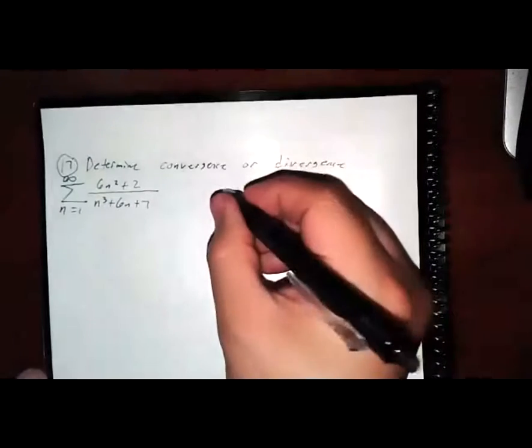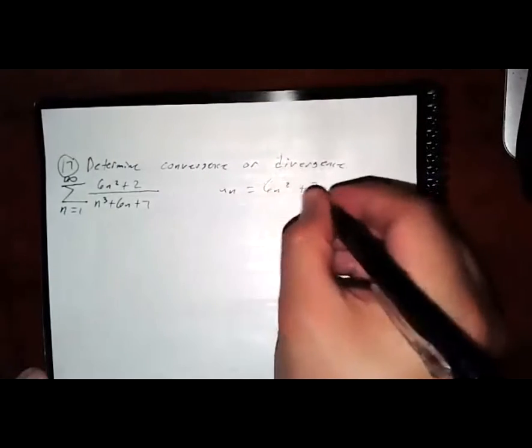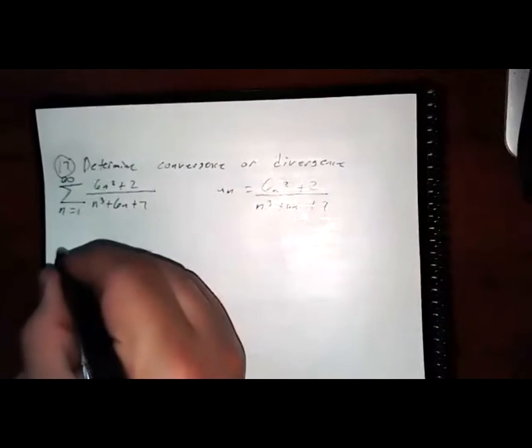All right, so this question doesn't tell you what test to use. On your exam, if it doesn't tell you, you need to figure it out, right? The first thing you should do is use the nth term test. So step 1 is identify the sequence and then take the limit of the sequence and determine if that limit is 0. So nth term test, right?